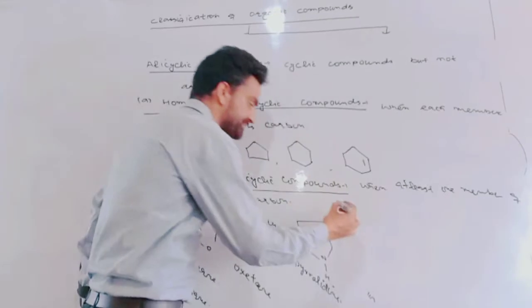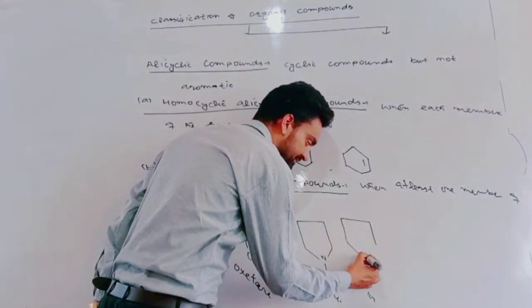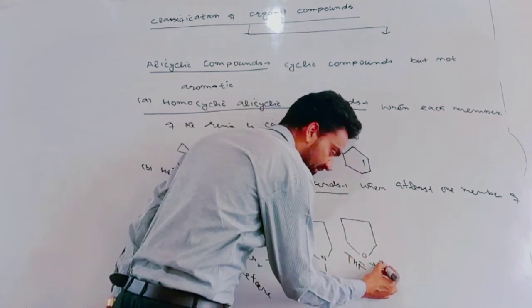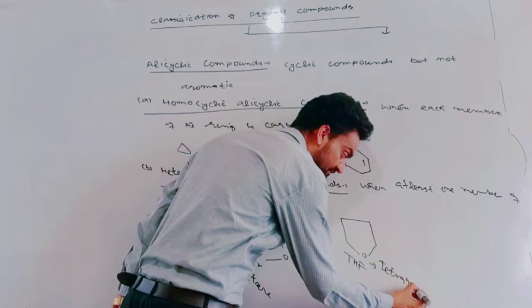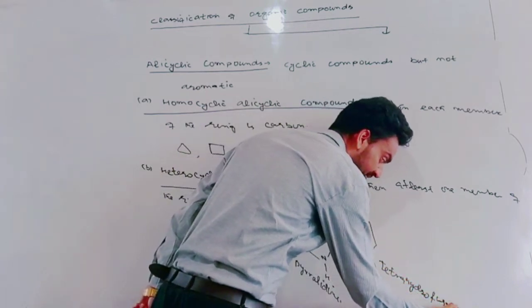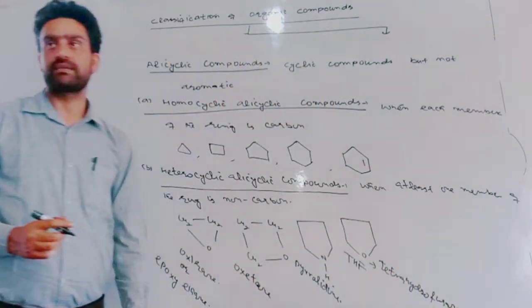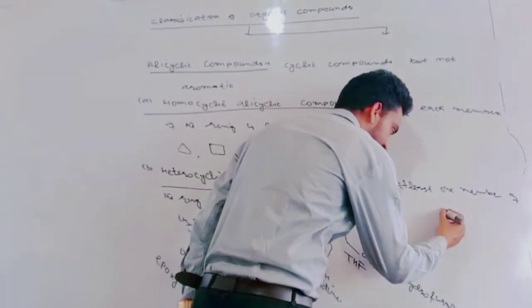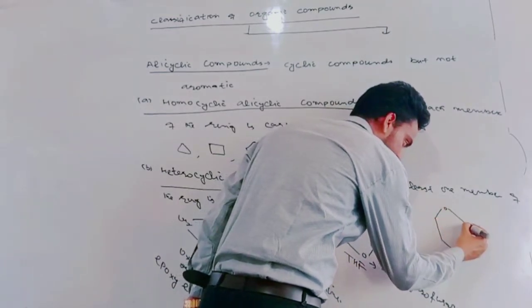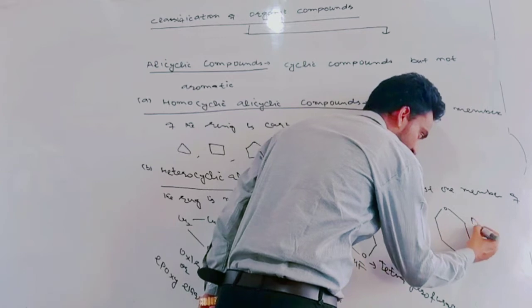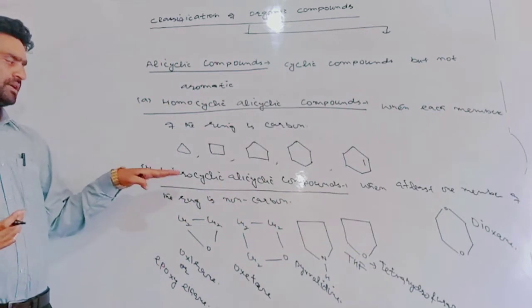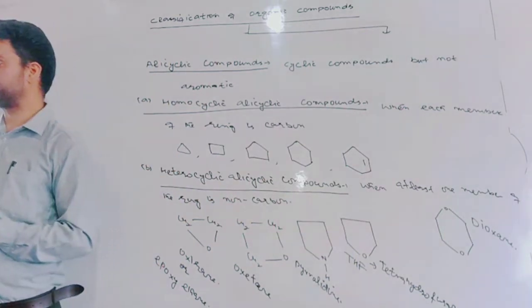What about this compound? This compound is called THF. What is THF? Tetrahydrofurane. THF is tetrahydrofurane. What about this compound? It is dioxane. And these are a few examples of heterocyclic, alicyclic compounds.